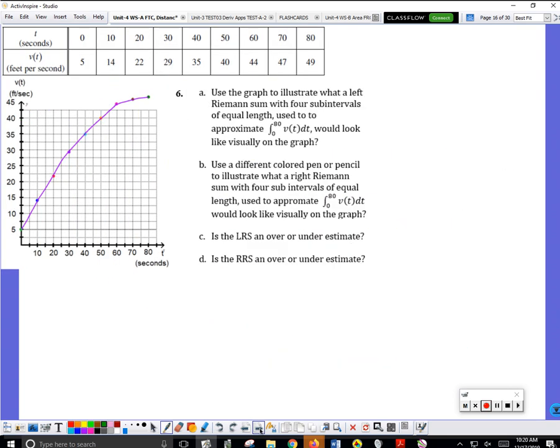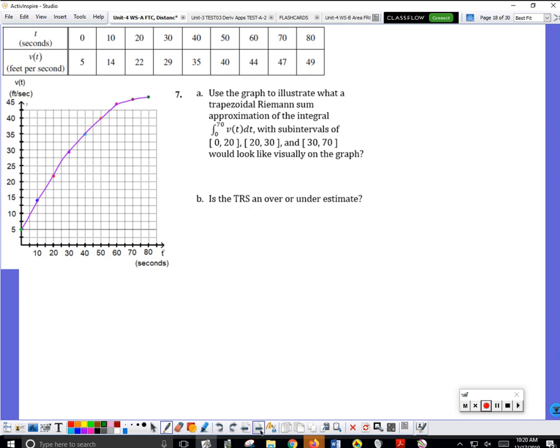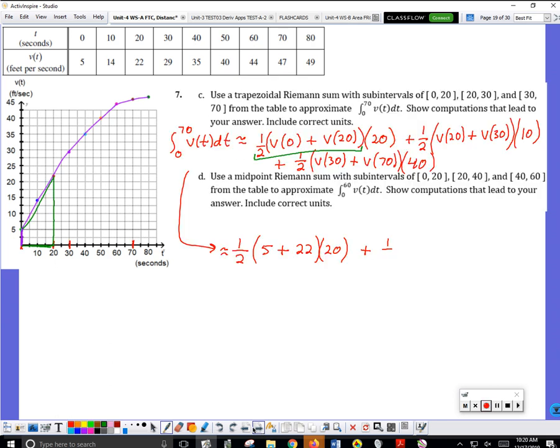That was 7. You'll finish these at home. But general questions about trapezoid? Anything? Cool.